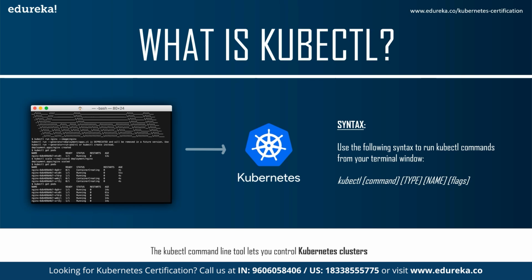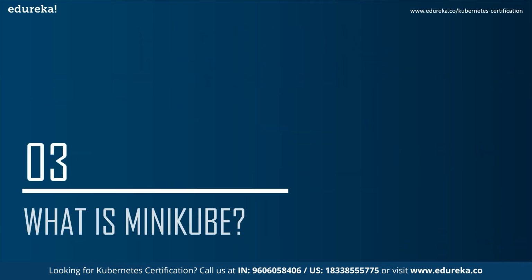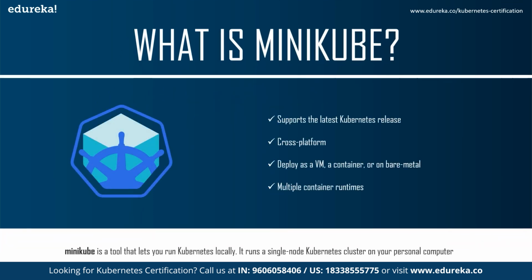Now that we know what kubectl is, which is just a command line tool that lets you control Kubernetes clusters, and its syntax in detail, let's move ahead and talk about what Minikube is. Minikube is a tool that lets you run Kubernetes locally. Minikube runs a single node Kubernetes cluster on your personal computer, including Windows, macOS, and Linux PCs, so that you can try out Kubernetes or use it for daily development work. All you need is Docker or a similarly compatible container or virtual machine environment, and Kubernetes is a single command away: minikube start.